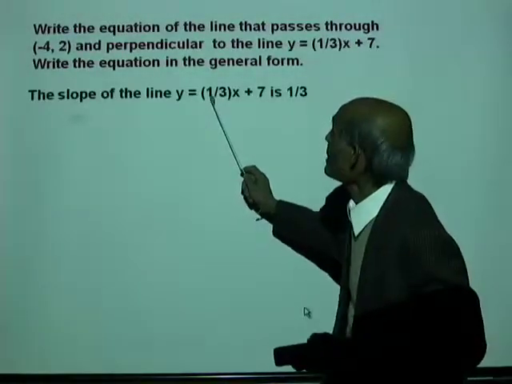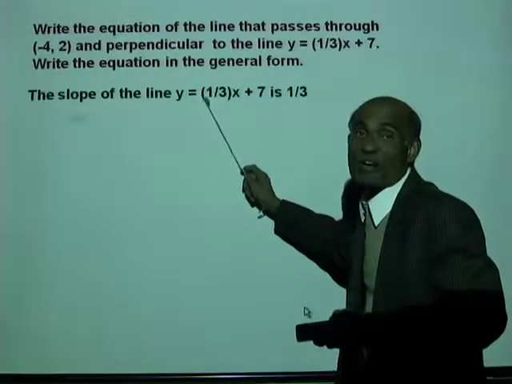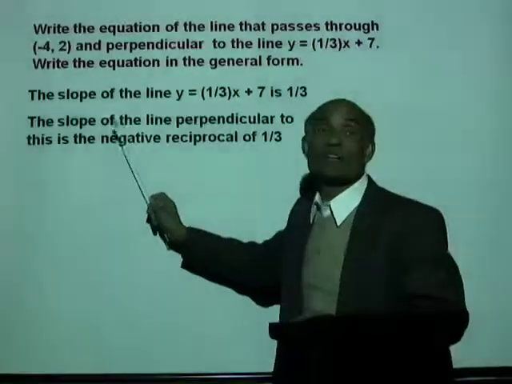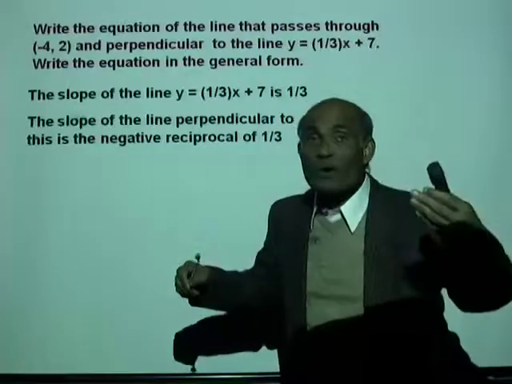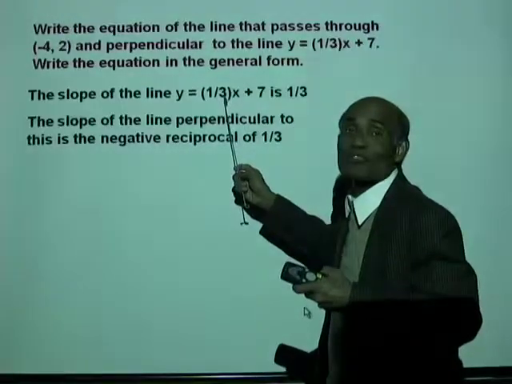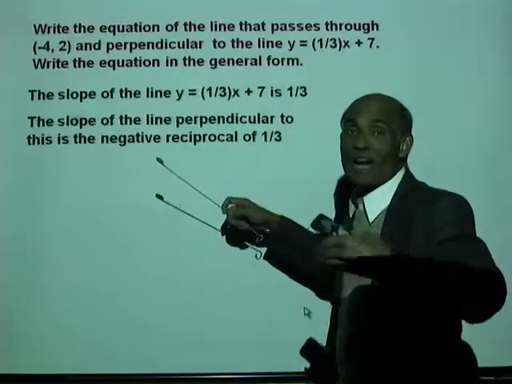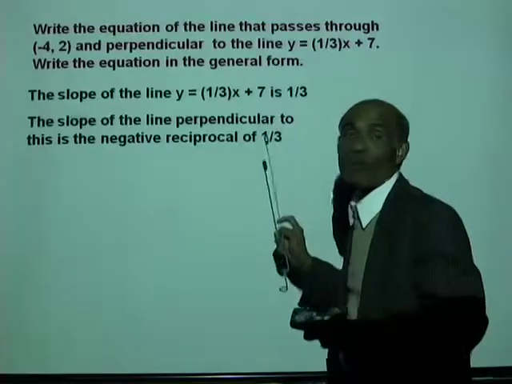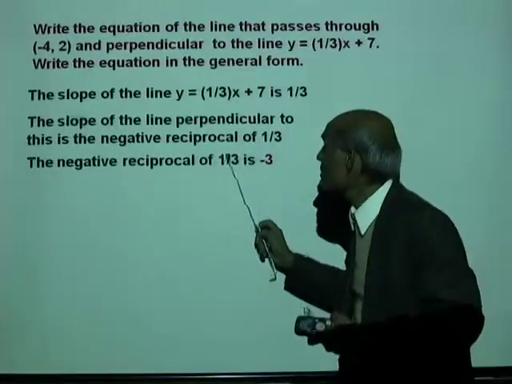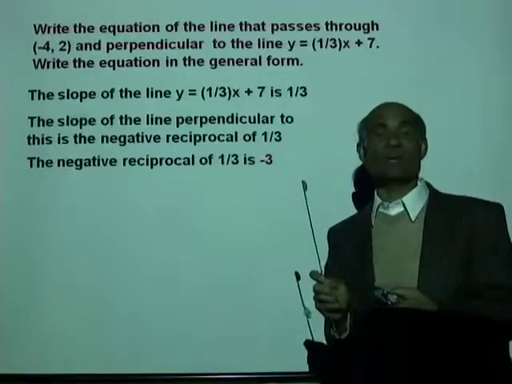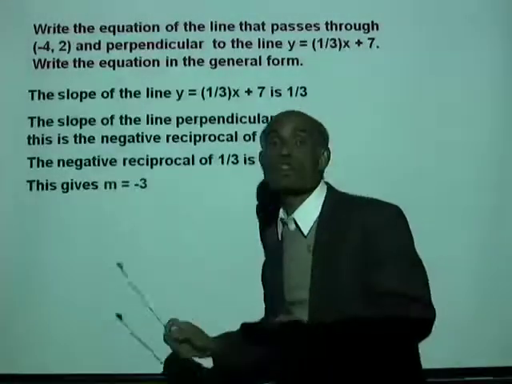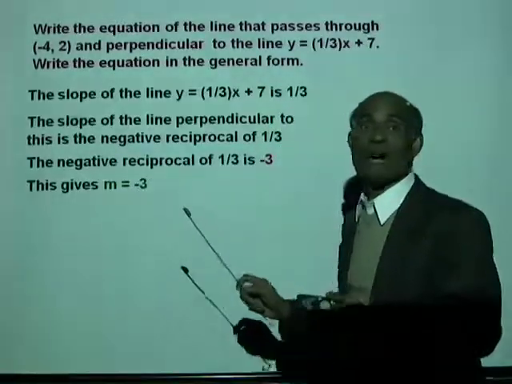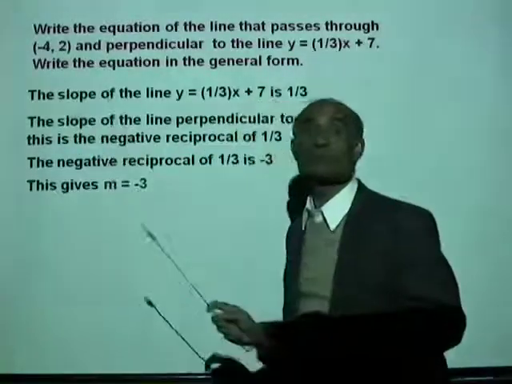So the slope of the line that is given to us, y equals 1/3 x plus 7, is 1/3. And the line that we want to write the equation of is perpendicular to this. Therefore, the slope of the line that we require is the negative reciprocal of 1/3, and the negative reciprocal of 1/3 is -3. So we know the slope of the line is m equals -3, and it passes through (-4, 2).